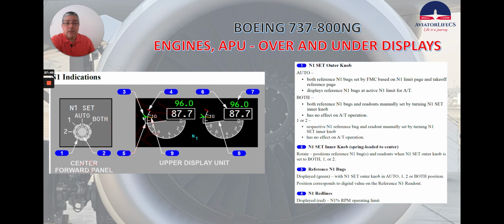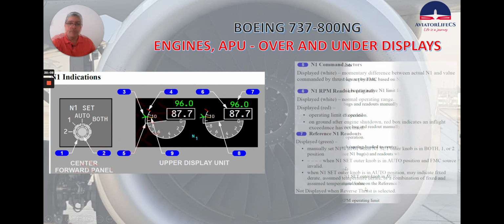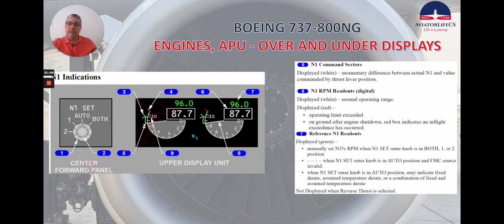Displayed green with N1 set auto and off in auto, 1, 2, or both position. Position corresponds to digital value on the reference N1 readout. Number 4, N1 red lines, you can see them here. Displayed red, N1% RPM operating limit. Number 5 is the N1 command sectors, displayed white. Momentary difference between actual N1 and value commanded by thrust lever position.